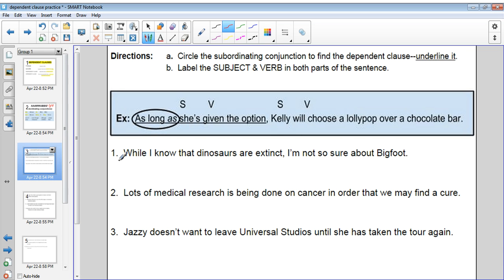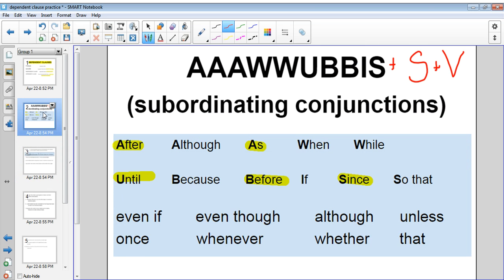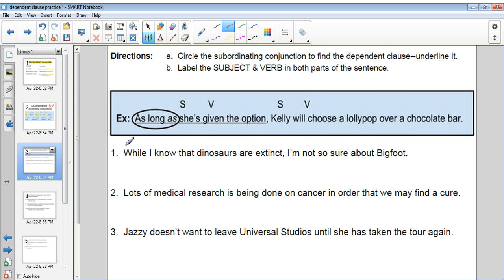We all got to the point where we had started practicing, and I think we did the first one. Our goal is to look for where we see one of these words from our chart or list in the sentence. In this case, it was while. Once we find the subordinating conjunction, that tells us where the dependent clause is. The dependent clause starts with that subordinating conjunction, and I had you underline it: while I know that dinosaurs are extinct. If I took that conjunction out, I have a complete sentence: I know that dinosaurs are extinct. What makes it dependent is that subordinating conjunction.